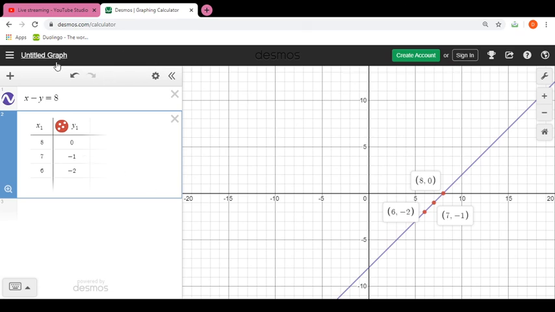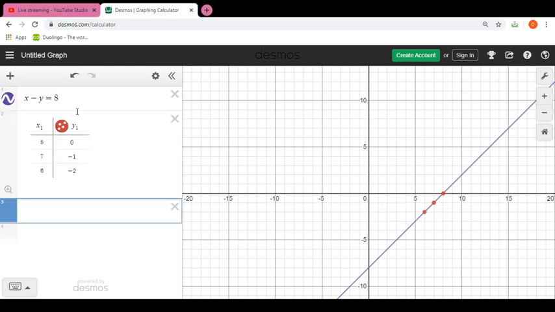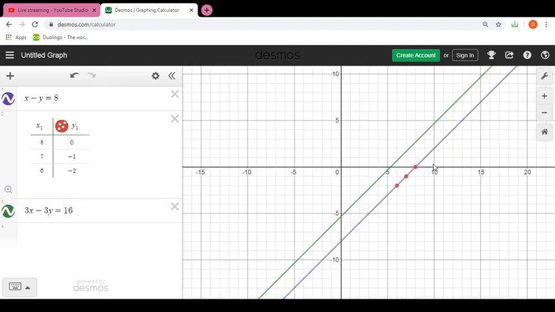Now another equation, we will put another expression. Our other equation was 3x minus 3y equal to 16. So you see the other line, that is green color. These two lines, you see, they are parallel. And what points have we calculated from this?